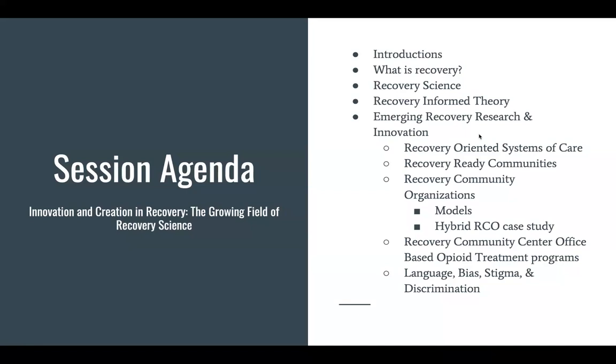Then we'll talk about a newer model of care that was just published, theoretically, the Recovery Community Center Office-Based Opioid Treatment Program. And then we'll end with, if we have time, some of the research that's emerging and existing on language bias, stigma, and discrimination. So a jam-packed agenda.